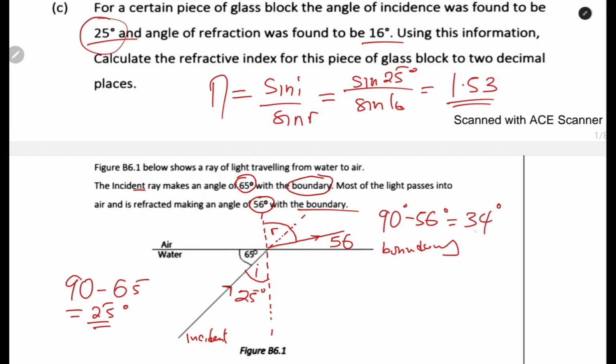So please, you need to pay attention. Don't just go direct and start calculating. In the question of calculating the refractive index, you cannot use 65 and 56. These are not the angles that you are looking for. They are formed with the boundary, but the angles you need are those between the ray and the normal.